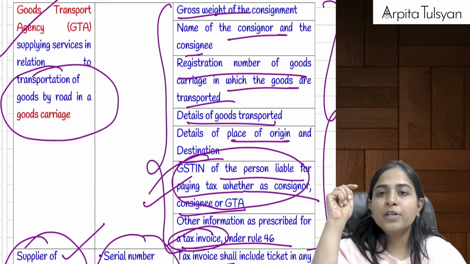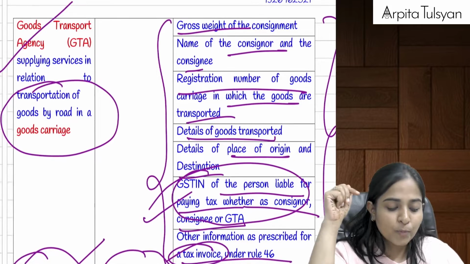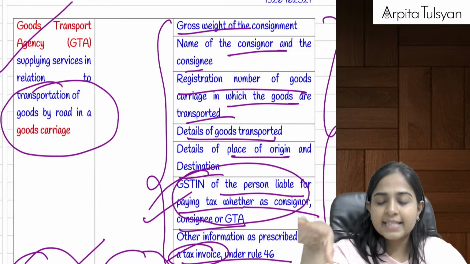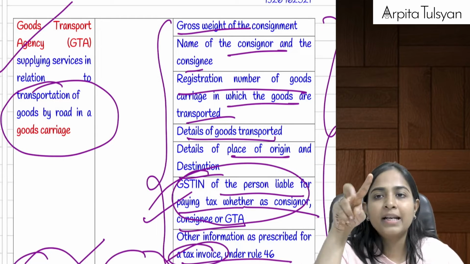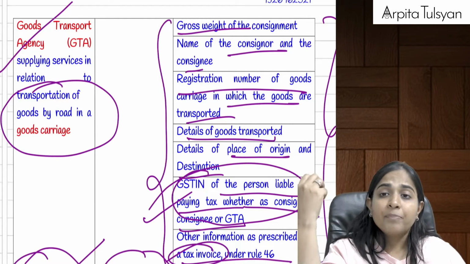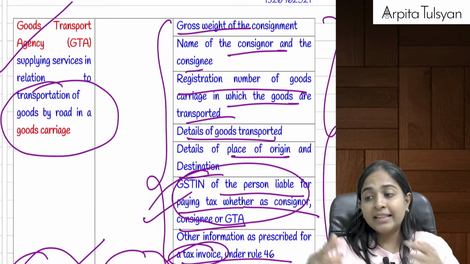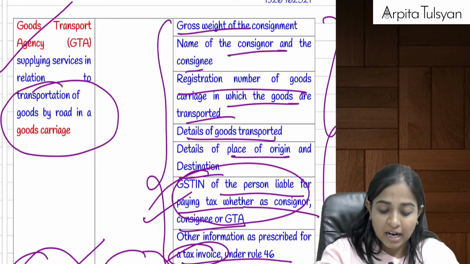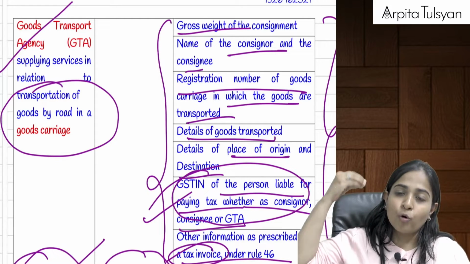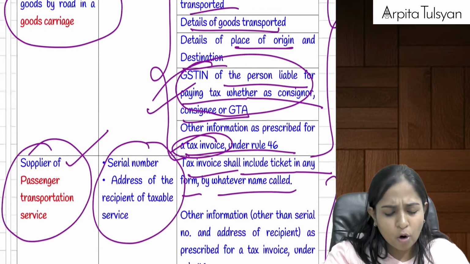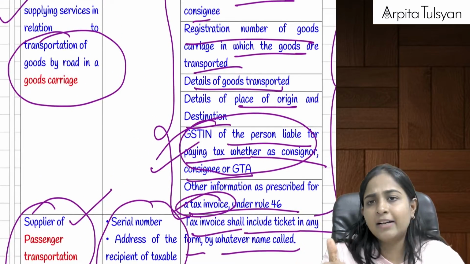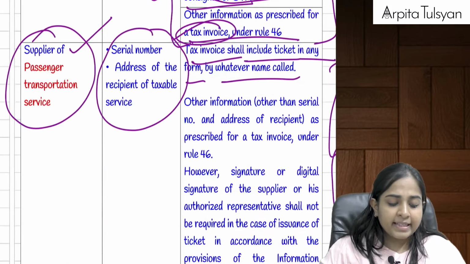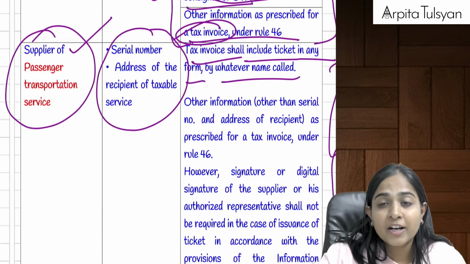Next person who is exempted here is the GTA, who is providing services for transportation of goods by road in a goods carriage. In such a case, again, a tax invoice is not mandatory, but if he issues me a document which has the gross weight of the consignment, the name of the consignor and the consignee, the details of the vehicle through which the goods are transported, and the place of origin till the place of destination, then it will be considered as a proper tax invoice. Then the next one, third point: supplier of passenger transportation services.